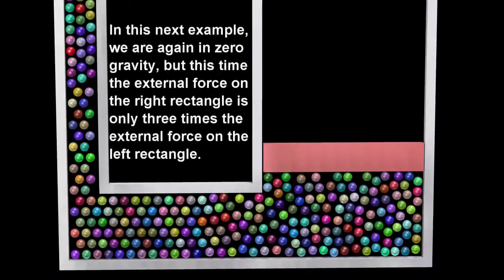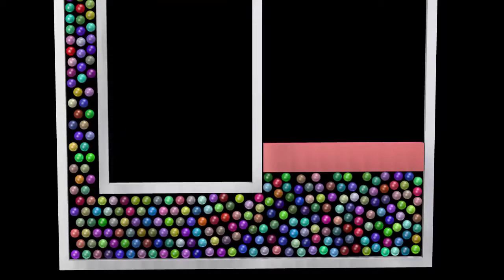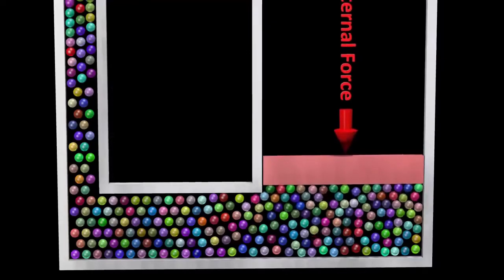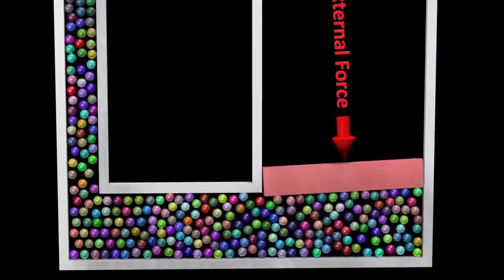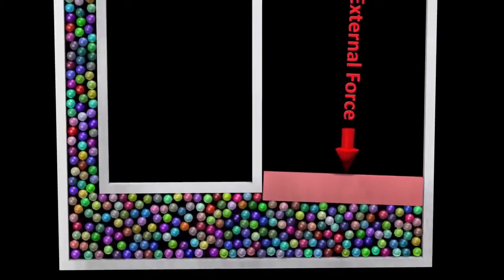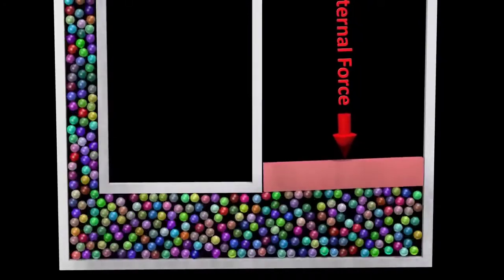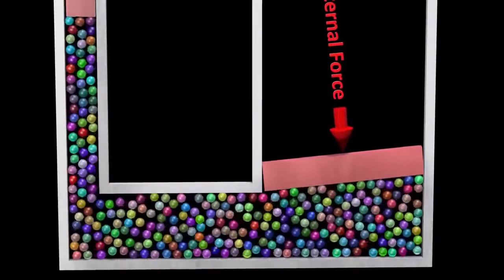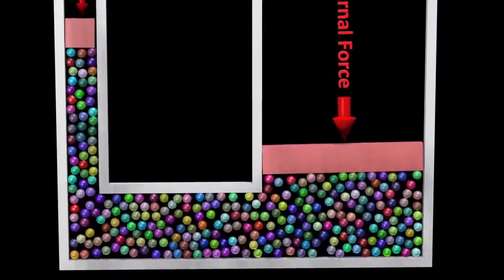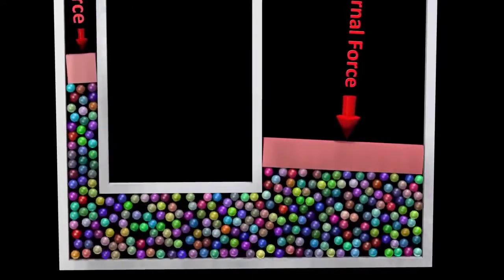In this next example, we are again in zero gravity, but this time the external force on the right rectangle is only 3 times the external force on the left rectangle. Here, the smaller force manages to overcome the larger force.